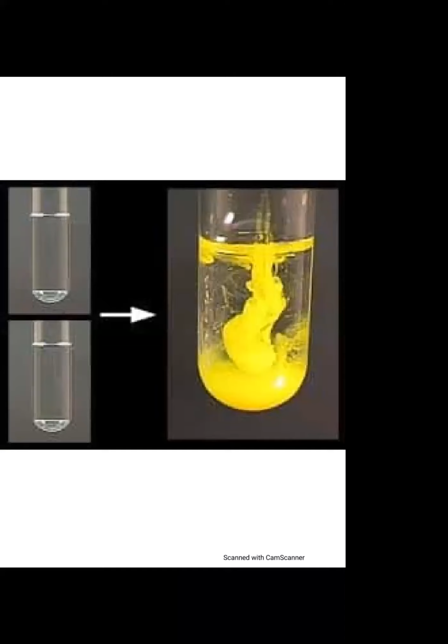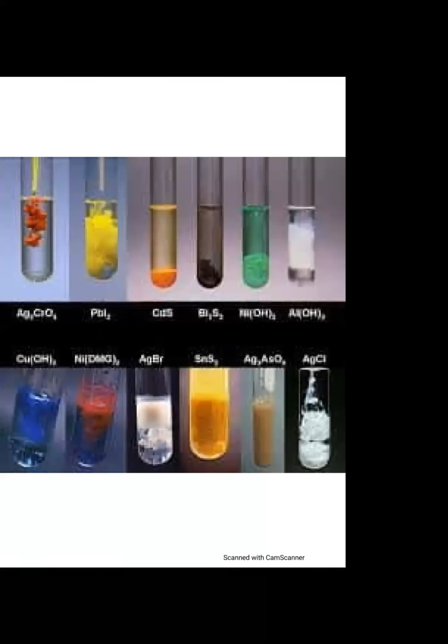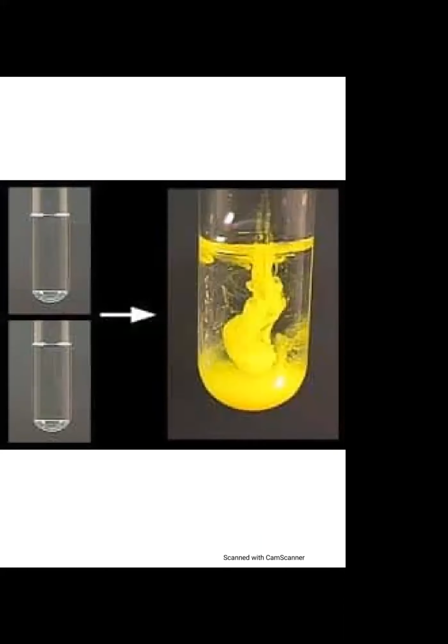In the next diagram you can see this is a yellow precipitate. In this you can see various precipitates, very nice precipitates of some compounds. Actually that yellow precipitate is of PbI2, lead iodide.